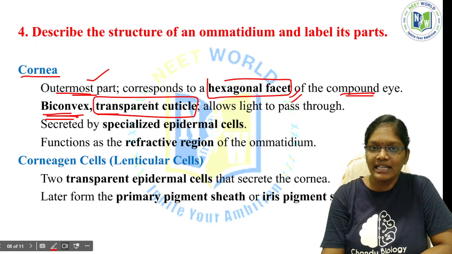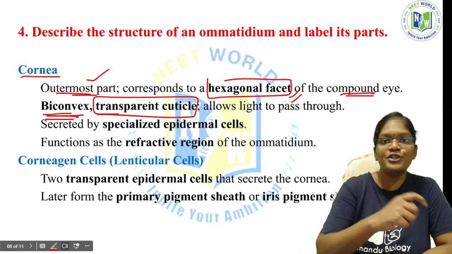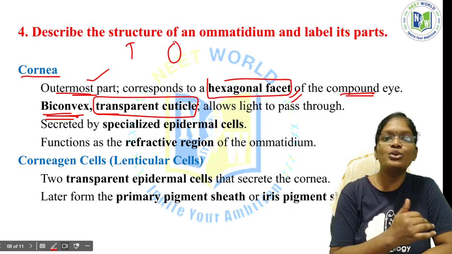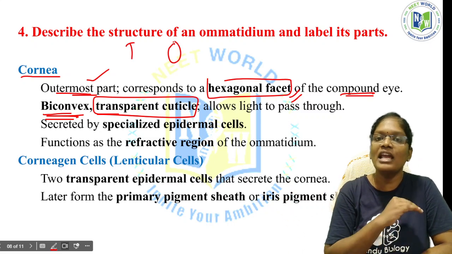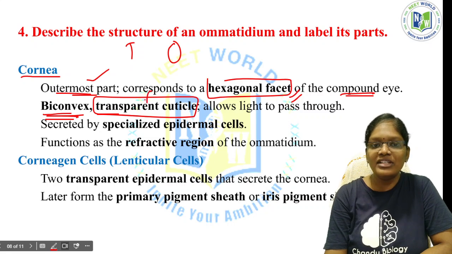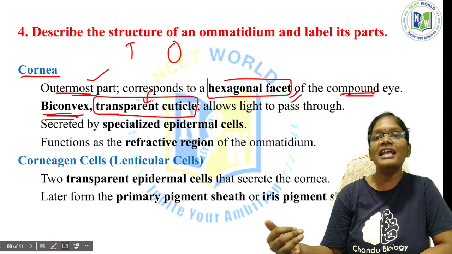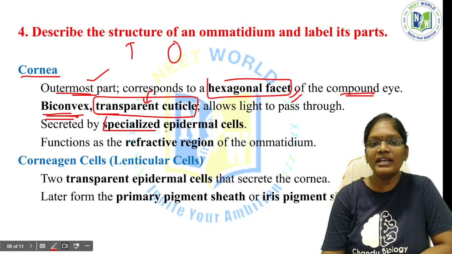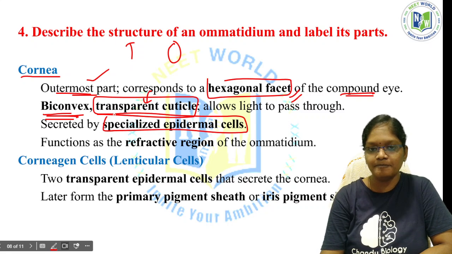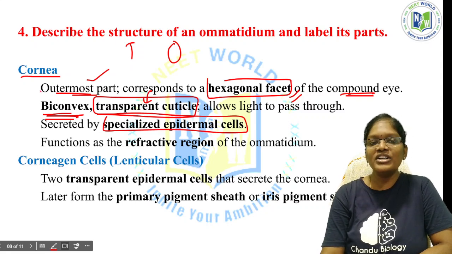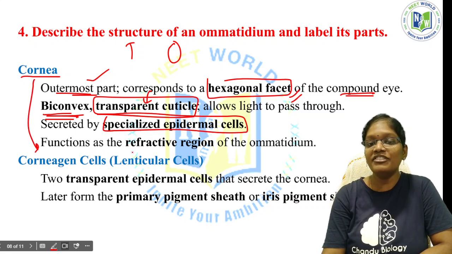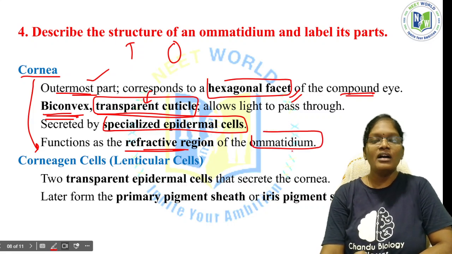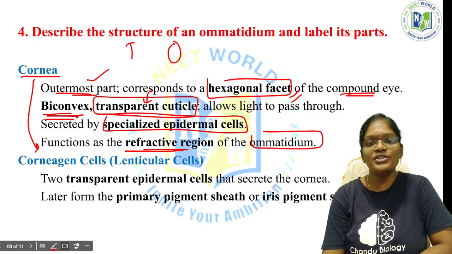As it is transparent, the light can easily pass through. If it were translucent or opaque, the light could not pass through fully. Only if it is a transparent cuticle can the light easily pass through that layer. This cornea is secreted by specialized epidermal cells. The cornea functions as the refractive region of the ommatidium. This is very important: the cornea acts as the refractive region of the ommatidium.